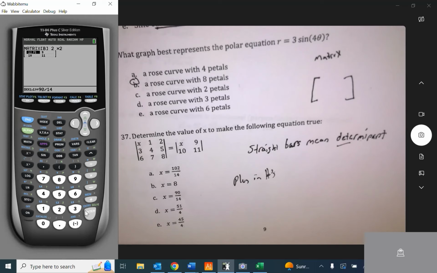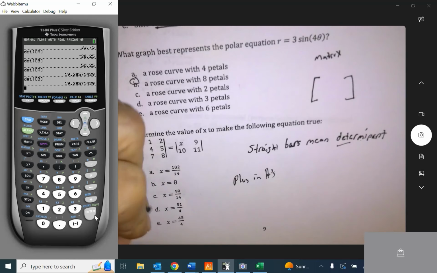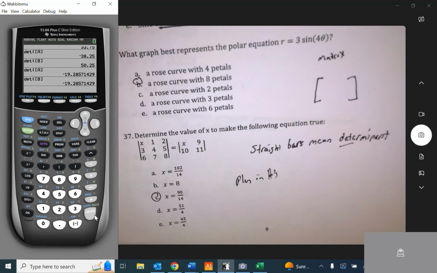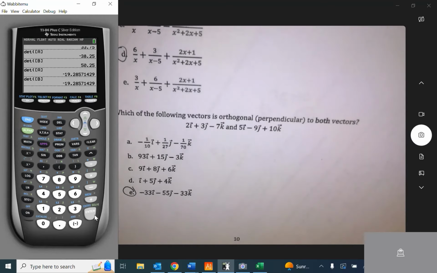Really don't want to do this by hand. Determinant of A is a funky looking number. Please be the same funky looking number. Sweet. So it was 90/14, and I did no algebra. I just knew how to push buttons.